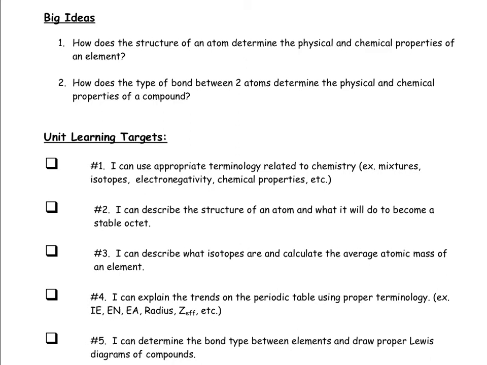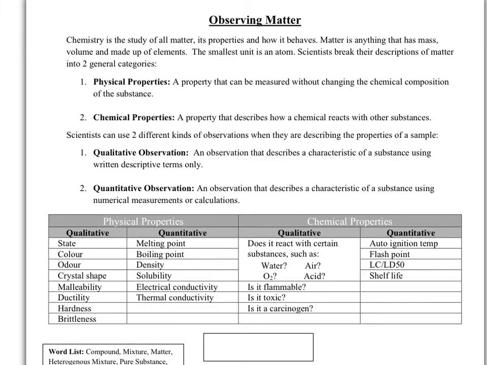Today we're going to discuss learning target number 1. We're going to review some terminology from previous science courses that you've taken in high school. Chemistry is the study of all matter, its properties, and how it behaves.